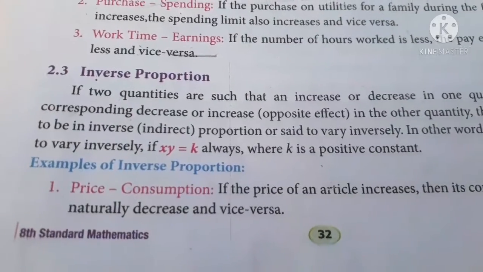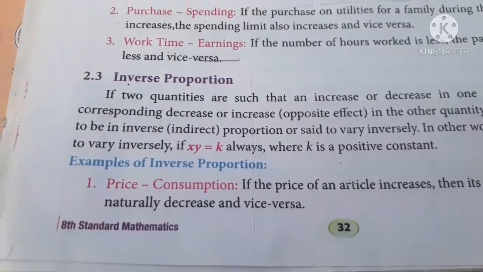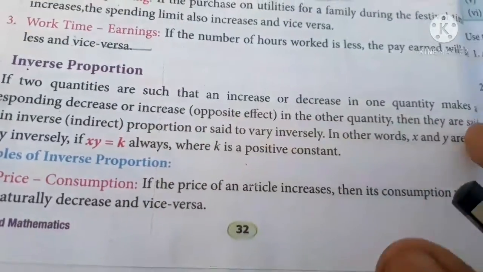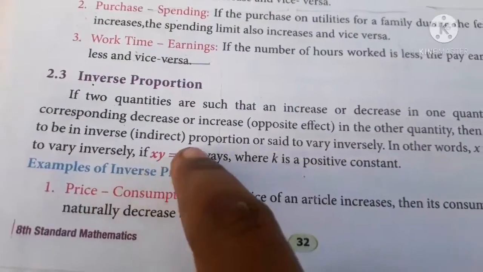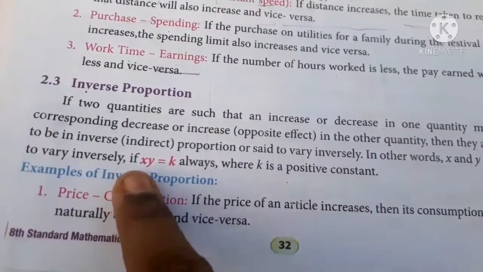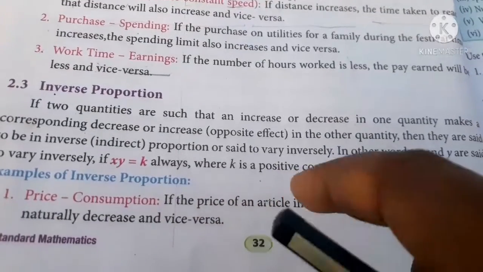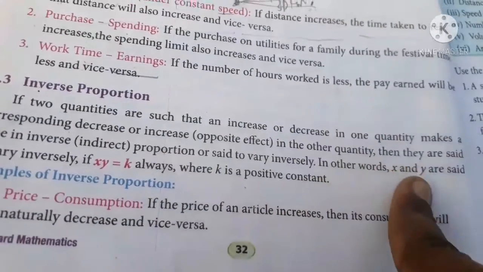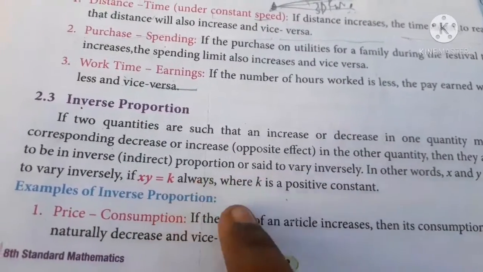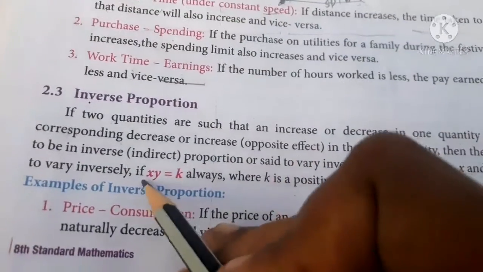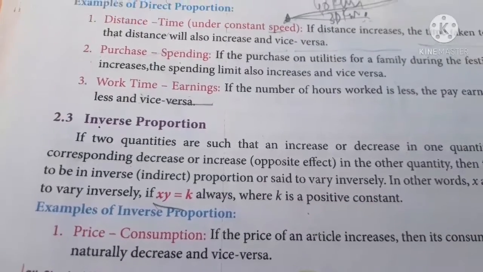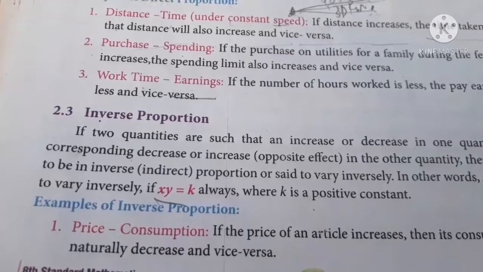Then we have inverse proportion. Inverse means opposite. If two quantities are such that an increase or decrease in one quantity makes a corresponding decrease or increase in the other quantity, they are said to be in inverse proportion or to vary inversely. In other words, x and y are said to vary inversely if x into y equals k, always, where k is a positive constant. Now we have another equation, x into y equals k. Last time for direct proportion we got x by y equals k.